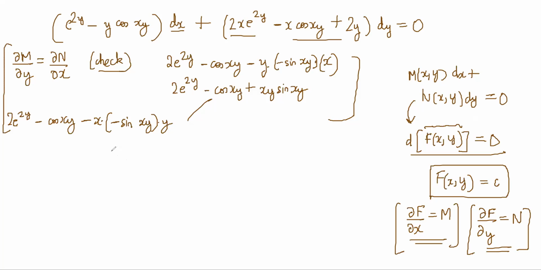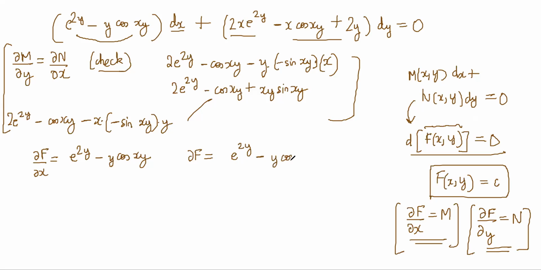Now what I have is M is equal to dou F by dou x. So M is this part: dou F by dou x is equal to e power 2y minus y cos xy. So I will try to integrate it with respect to x.